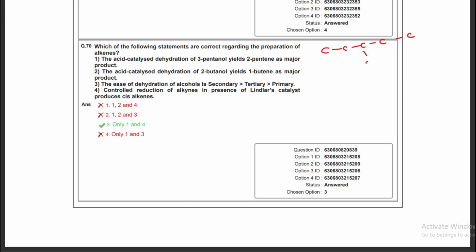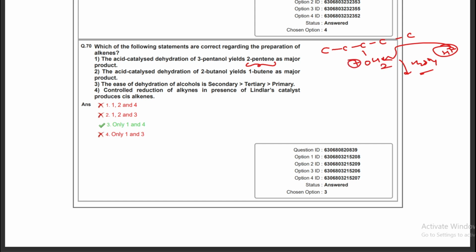This is 3-pentanol, right? They are saying that after its dehydration there will be 2-pentene as a major product. For dehydration you will obviously add an acid, and suppose we take sulfuric acid as an example. This acid will give H positive to the oxygen of OH, and when it takes H positive, here you will see OH2 positive.